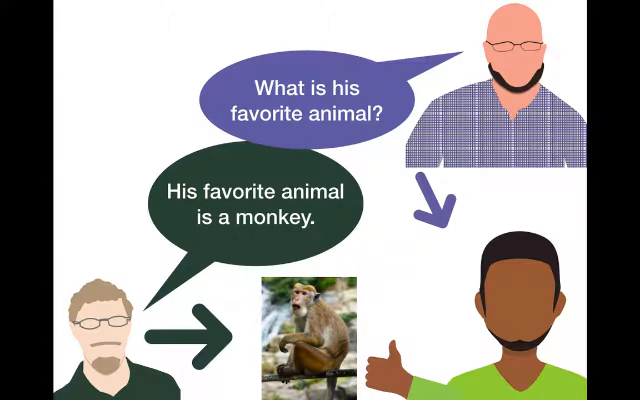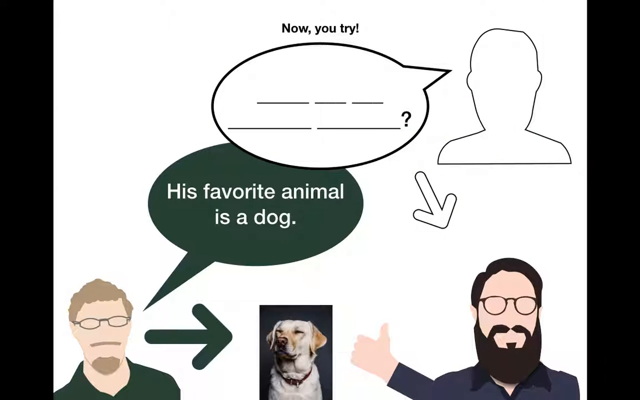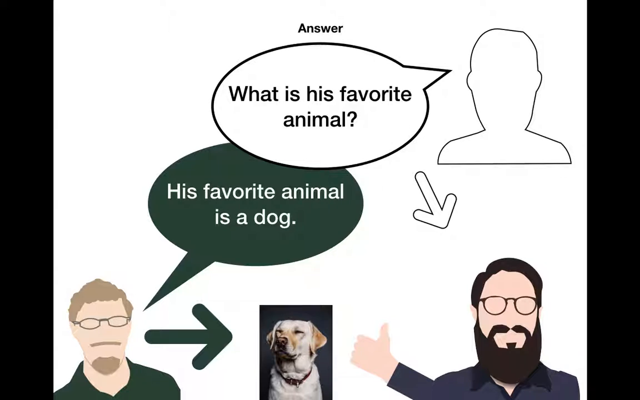Let's keep practicing. What is his favorite animal? His favorite animal is a monkey. What is his favorite animal? His favorite animal is a dog. Now you try. His favorite animal is a dog. The answer? What is his favorite animal? His favorite animal is a dog.